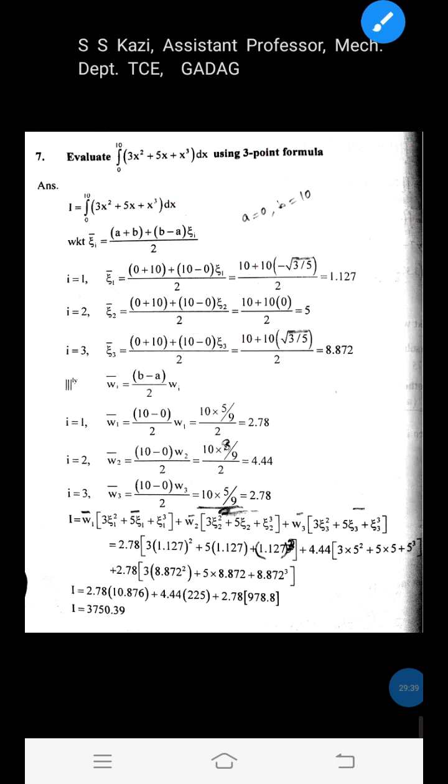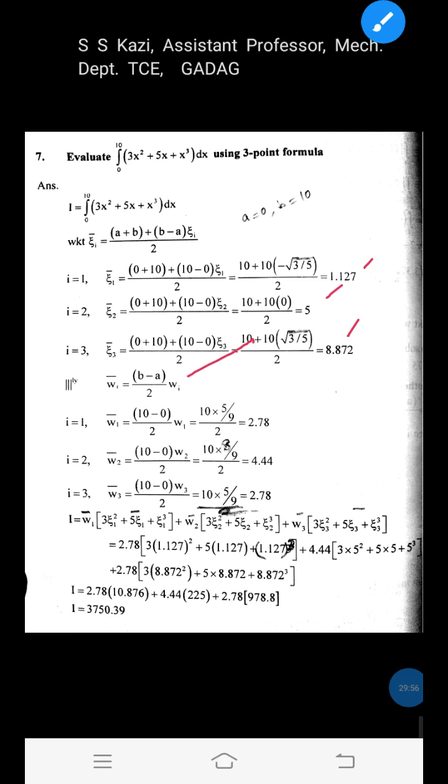Next, zeta 3 bar, by using this formula you substitute a and b as 0 and 10, and zeta 3 is given by plus root 3 by 5. If you substitute, you will get 8.872. Now likewise, we have calculated zeta 1 bar, zeta 2 bar, zeta 3 bar.